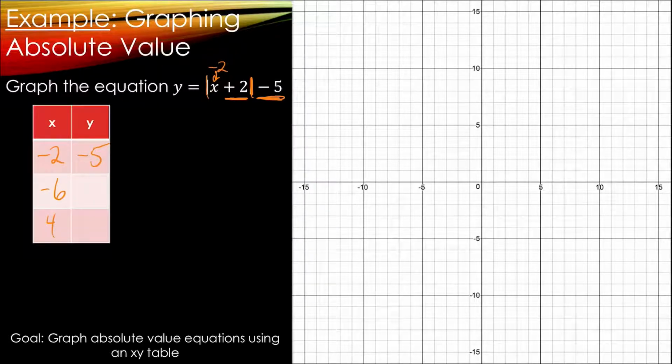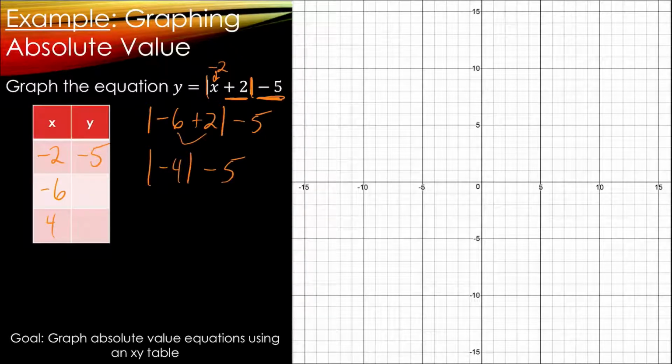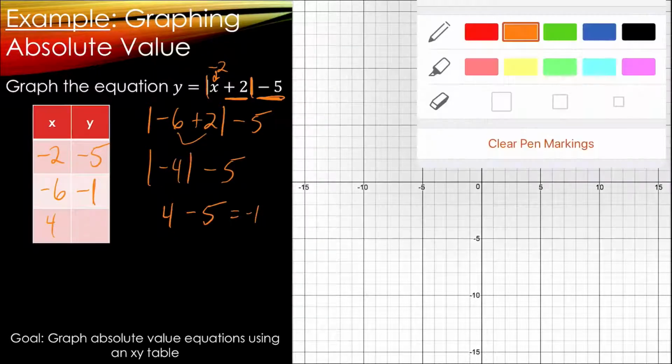Okay, so we're going to plug these in. The absolute value of negative 6 plus 2 minus 5. Negative 6 plus 2 gives me a negative 4. The absolute value of negative 4, so whenever we're talking about the absolute value of a number, we're saying what's the distance away from 0, and distance is always positive. So negative 4 is 4 spaces away from 0, and 4 minus 5 gives me a negative 1. So I have negative 6, negative 1.